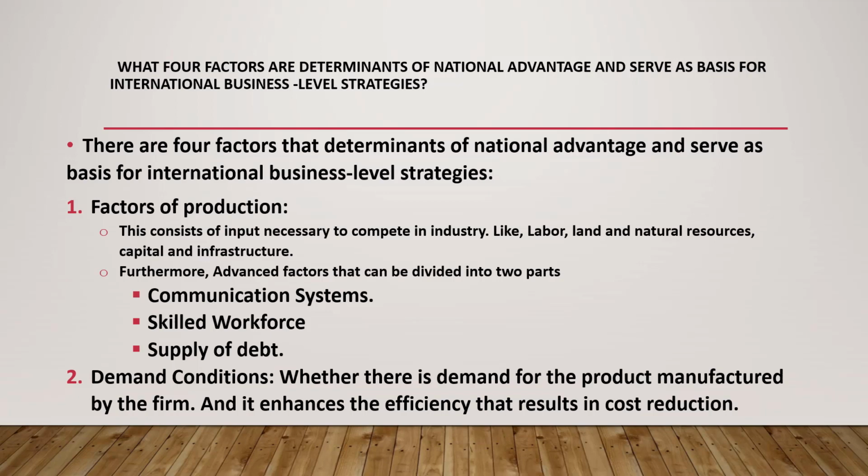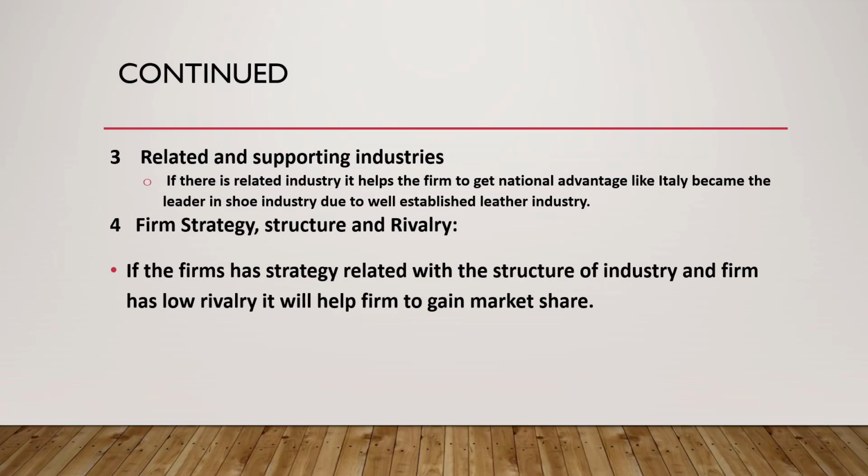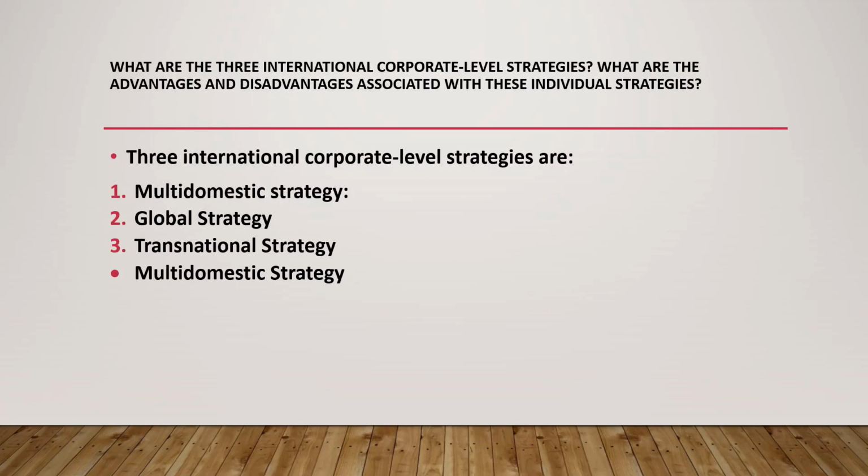Number 3. Related and supporting industries. If there is related industry, it helps the firm to get national advantage, like Italy became the leader in shoe industry due to well-established leather industry. Number 4. Firm strategy, structure and rivalry. If the firm has a strategy related with infrastructure of industry and firm has low rivalry, it will help firm to gain market share. Now we have another question.